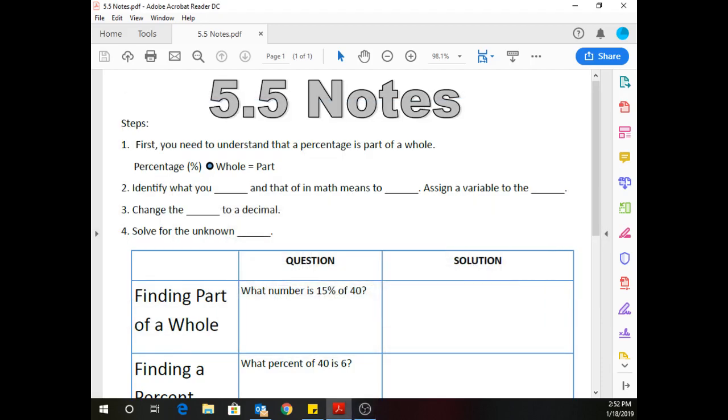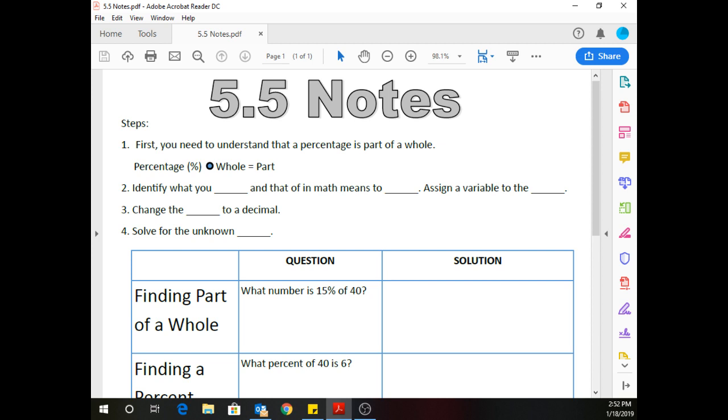First things first, let's just go through the steps and then we'll start to do it with the algebra. So first you need to understand that a percentage is part of a whole. If you get a 15% on a test, did you get the whole test right? No, you did really terribly, right? But if you got like a 95, you got 95% of the material. You're doing pretty well. So the first thing you need to understand is that a percentage is part of a whole. Everybody with me there?